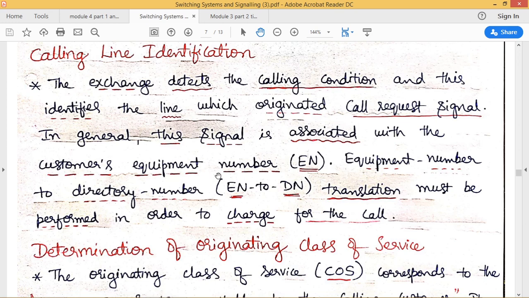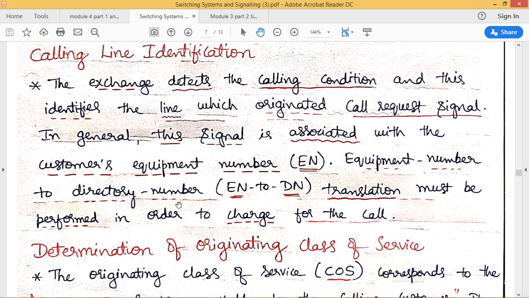Generally, as we know, all mobiles have an IMEI number. Similarly, each telephone will have its own equipment number. All telephone lines are connected to the exchange, so the exchange will have some storage. In that storage, it will have the different equipment numbers the exchange is connected to, or the different telephones the exchange is connected to. So the exchange converts equipment number to directory number.